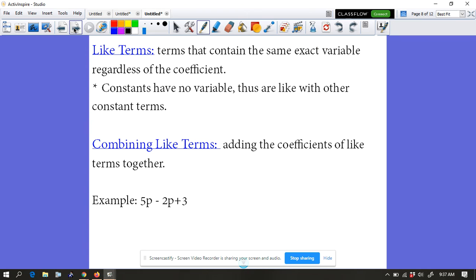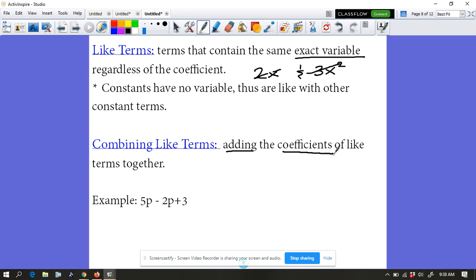We are also going to review like terms. So like terms have the exact same variable. So something like 2x and 3x are the exact same variable. If I give the x's squared, they are not the same. Okay? Constants mean they have no variable and they are alike with other constants. When we combine like terms, we will add the coefficients. Remember, that's the number in front.